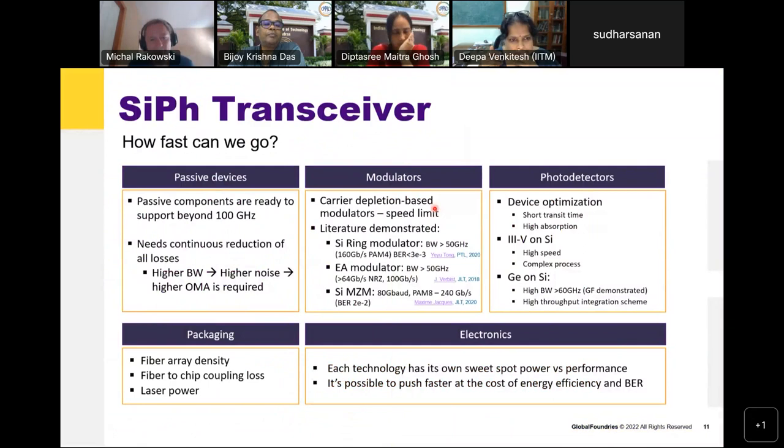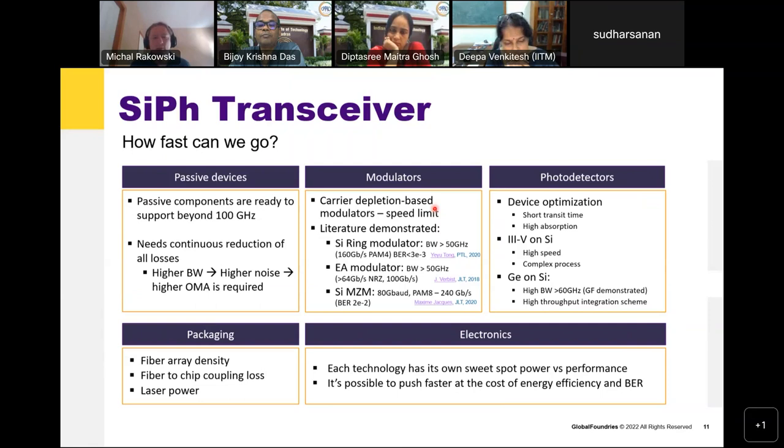The main message here: the speed of the transceiver is not really related to the passive devices. Light frequency is in terahertz, and we're putting an envelope of gigabits on and off, or different modulation, so it should not really affect the performance of the photonic and passive devices.